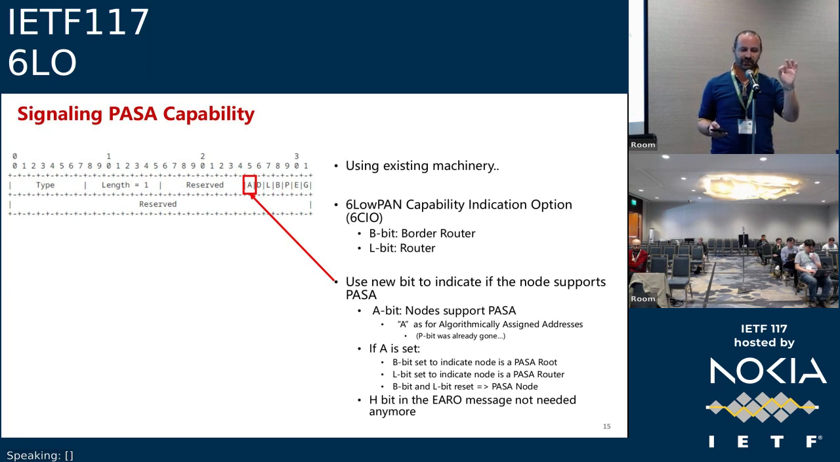The P bit is already taken. We put A for address. If A is set, it means that it supports algorithmically assigned addresses. And then you look at the B bit, L bit to decide whether this is a PASA router, if it is a border router, or if it is simply a router, this is the L bit. And if both bits are 0, it means it is simply a node, so a host, a leaf in a certain way.